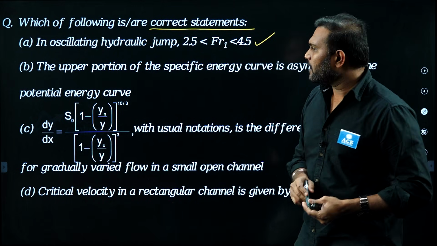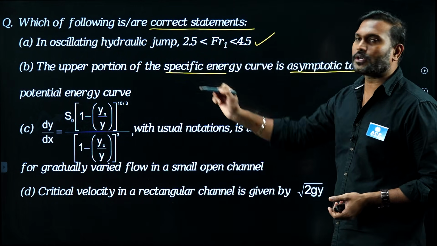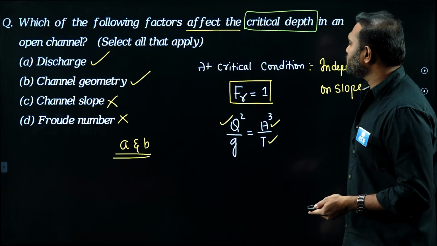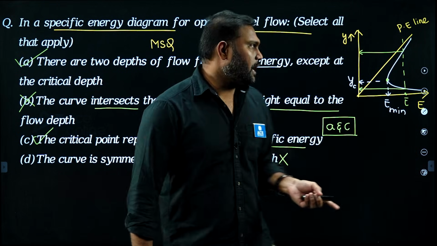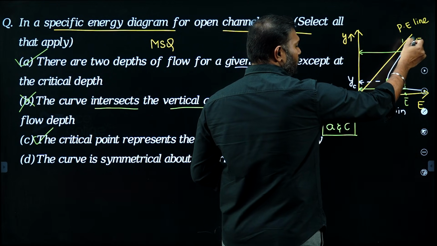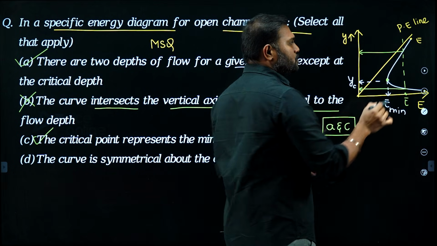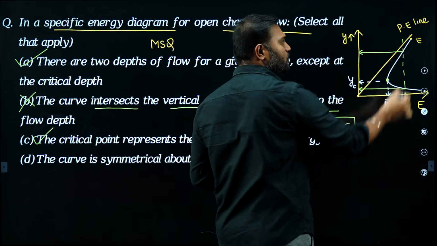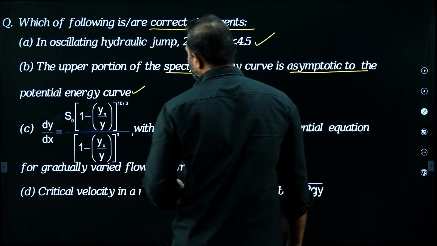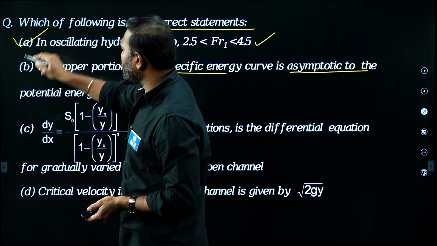Yes. Next, the upper portion of the specific energy curve is asymptotic to the potential energy curve. Yes. If you look at this graph, you see the upper limb of the specific energy curve looks asymptotic. What is meant by asymptotic? It seems to be touching that line, but it won't. So this E curve is going to be asymptotic to the potential energy line. So now this option is also going to be correct. So the first one is correct, the second one is also correct.